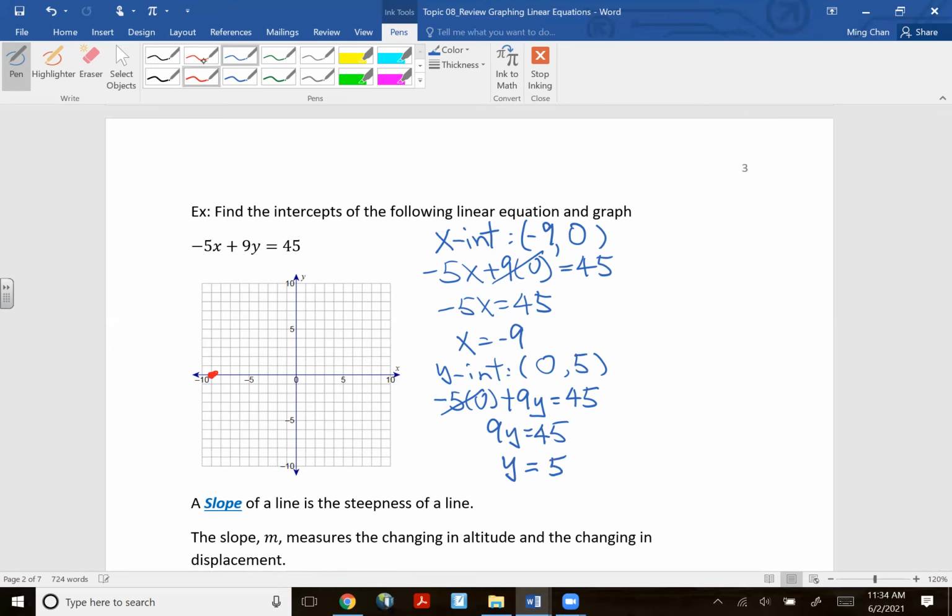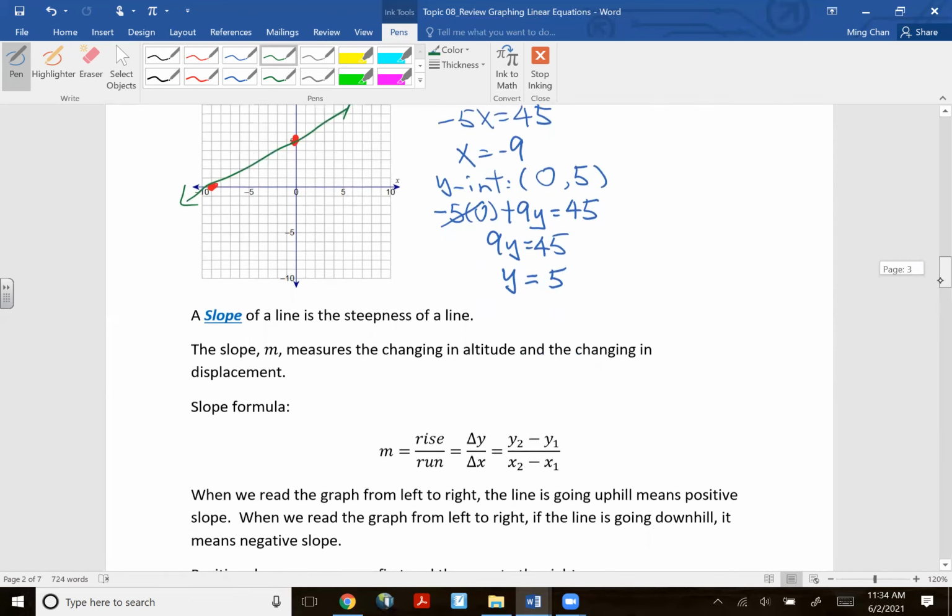All right, so the y-intercept is at 0, 5. So it has to be on the y-axis, right? When the line crosses over the y-axis. 0, 5. There you go. Connect your 2 points. All right.